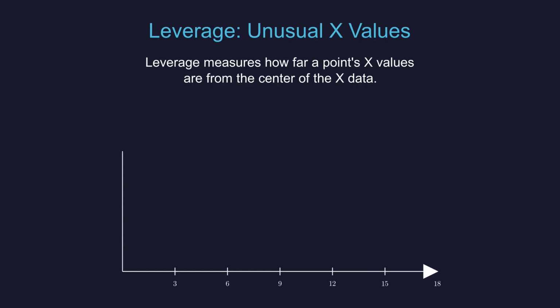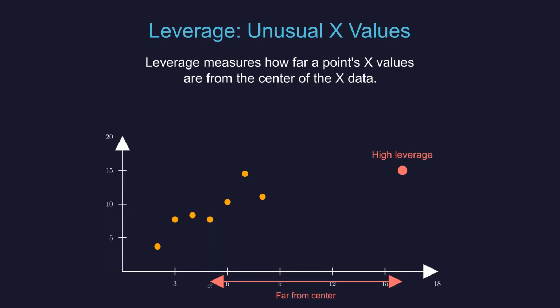Leverage is about how unusual a point's x values are. Most of our data points cluster between x equals 2 and 8. The vertical dashed line marks the center of x. Now look at this point way out at x equals 16. It has very high leverage because its x value is far from the center. High leverage points have the potential to strongly influence the regression line, pulling it toward them.